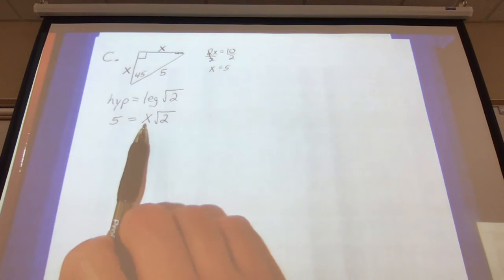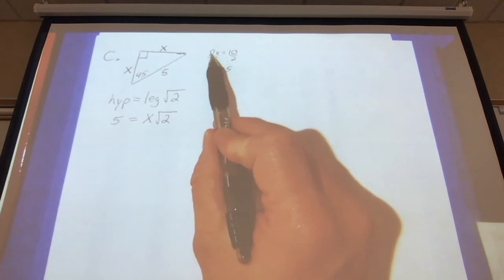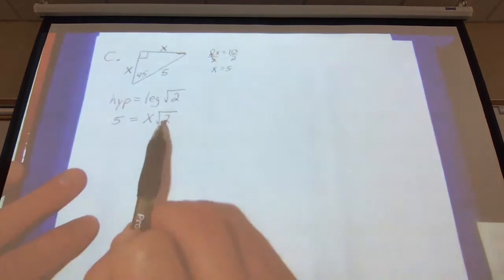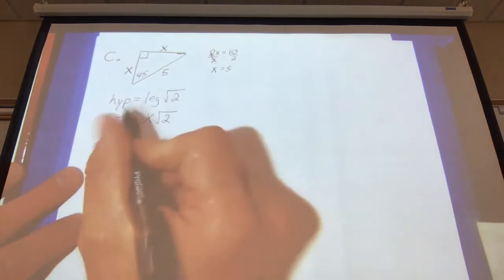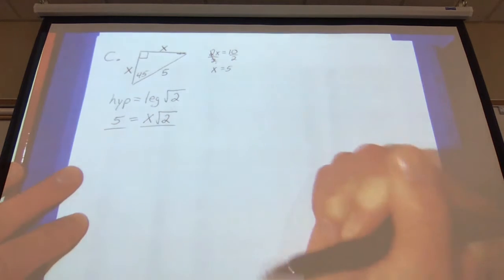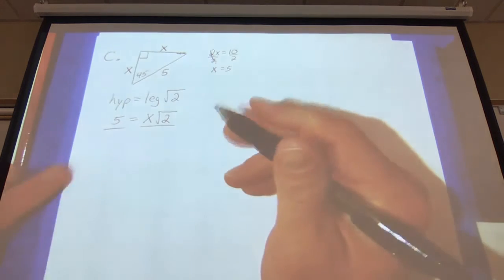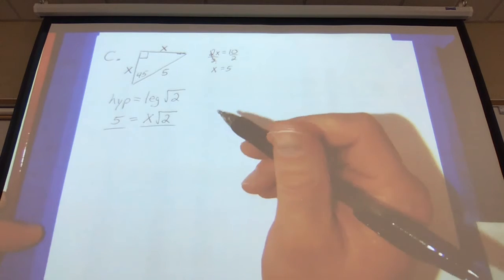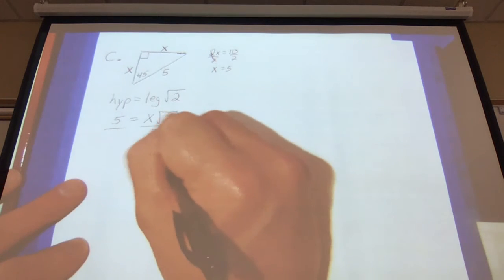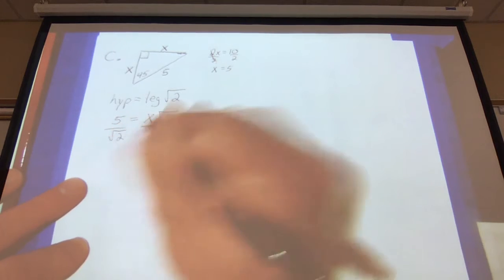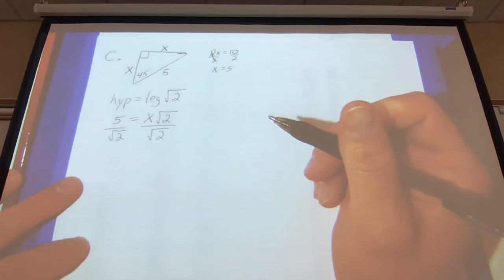We want to get the x all by itself. Up here, when you had a 2 in front of it, you divided by 2. Here, you've got a square root of 2 behind it. What would I have to divide by to get the x all by itself? 2? Not 2. 5? Or x? No, square root of 2.